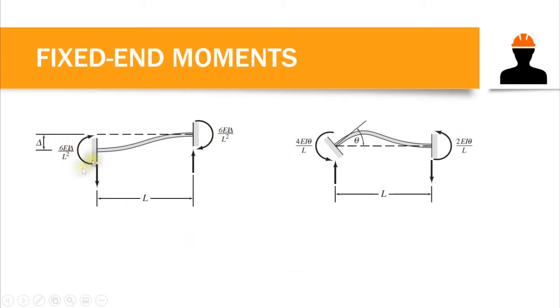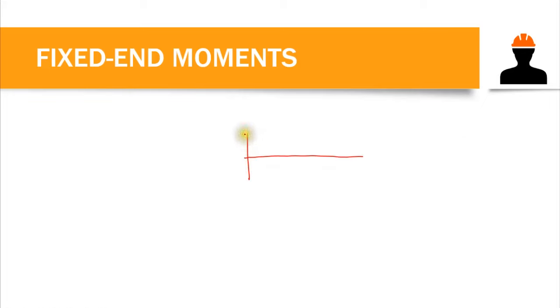But if you have settlement, these are the formulas on the left and right. And we also have these formulas for our fixed end moments if we have rotation. Okay, now what if we have two or more combinations of load? For example, if we have this restrained beam with a uniformly distributed load of magnitude W, and of course a concentrated load P which acts at distance B from the right and A from the left, you just need to add the fixed end moments for the concentrated load and for the uniformly distributed load.